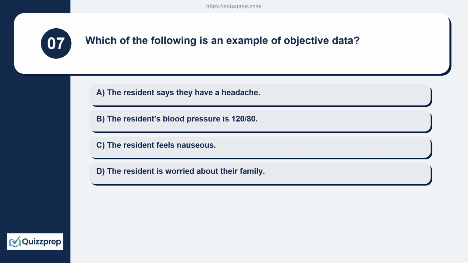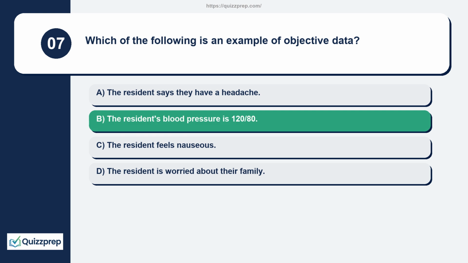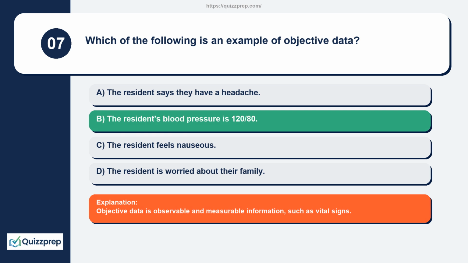Question 7. Which of the following is an example of objective data? The resident says they have a headache. The resident's blood pressure is 120/80. The resident feels nauseous. The resident is worried about their family. Objective data is observable and measurable information, such as vital signs.